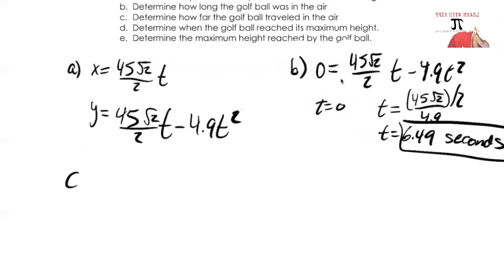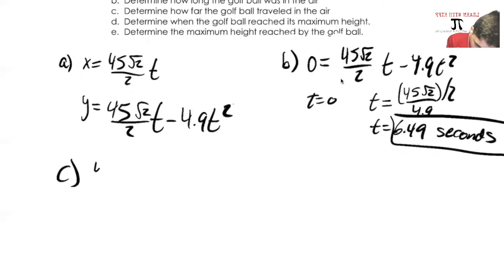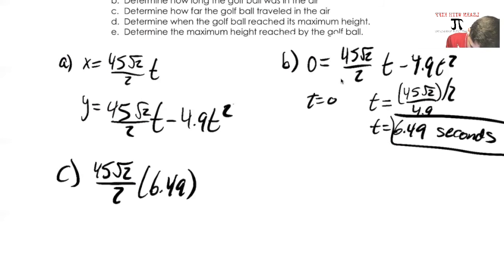So we have C, and we would plug it into the x parametric equation, right? Because we're trying to find how far it traveled horizontally on the x-axis. Y would be up and down, x is left and right. I think you guys get it. So 45 radical 2 over 2, times 6.49. Plug that into my calculator: 45 radical 2 divided by 2, times 6.49 is 206.51.